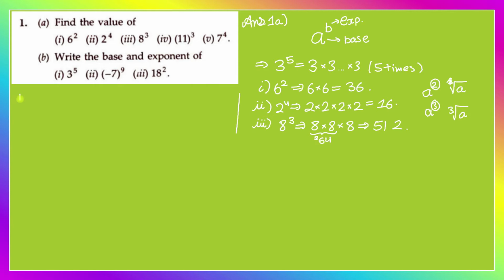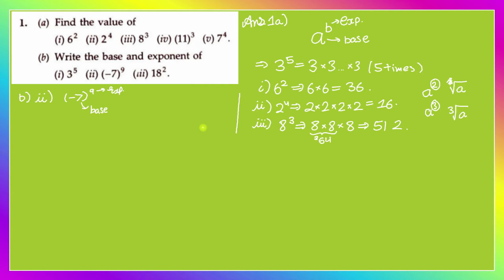Now for the B part, we have to write the base and exponent. For the second part, I'm going to do only one question. See, we have minus 7 to the power of 9. So the base is minus 7, and the exponent here is 9. So it is pretty easy. And for the first and the third question, same thing. For the first part, 3 is the base and 5 is the exponent, and for the third part, 8 is the base and 2 is the exponent. So it is a pretty easy exercise.